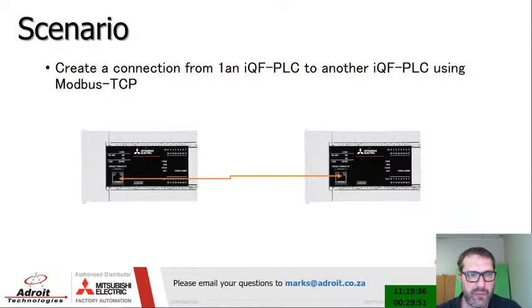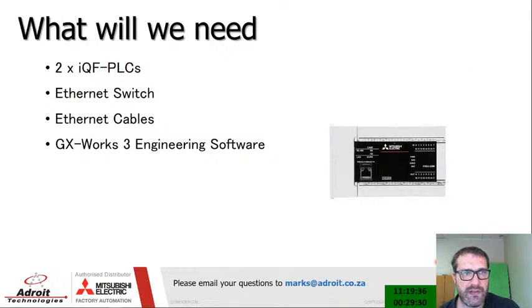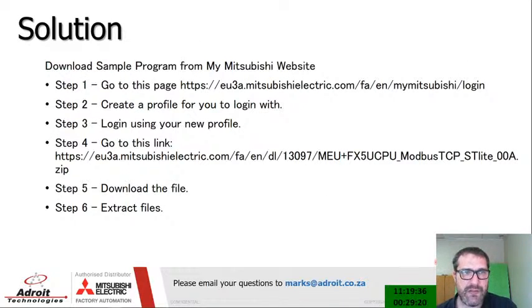So the quick scenario, what we want to do is we want to create a connection from one iQF to the other. The one iQF has to be the master. Okay, you need a master-slave configuration like I explained earlier, and the other one will be the slave. So the master will read and write device information to and from the slave. Okay. So what you need is 2 iQF PLCs, obviously, an Ethernet switch, Ethernet cables, and of course the GXWorks 3 engineering software.